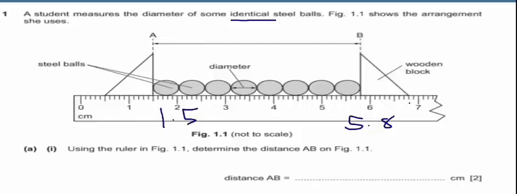To determine the distance here, we are going to say 5.8 minus 1.5. Why are we doing it like this? We want our measurement to start from 0. Whenever you are measuring something, you always need to start from 0. So when I say 5.8 minus 1.5, I'm going to get 4.3. So 4.3 centimeters is our answer here. Let's see the next question.